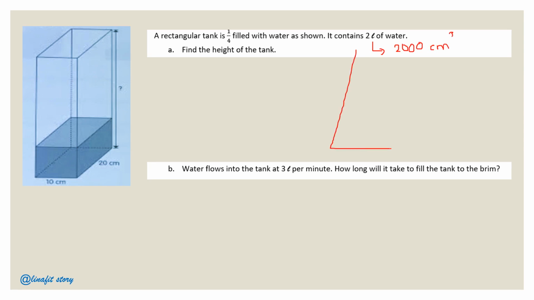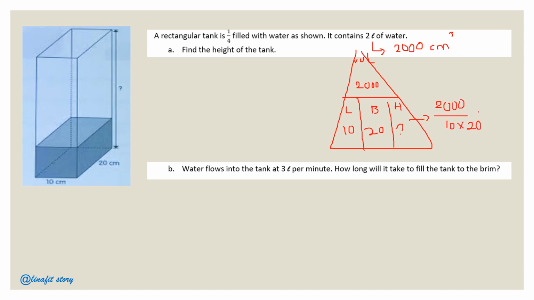How to get the volume? To get the volume is length times breadth times the height of the water level. The volume is 2000, the length is 10, and the breadth is 20. So the height of the water level is 2000 divided by 10 times 20 equals 10 cm.